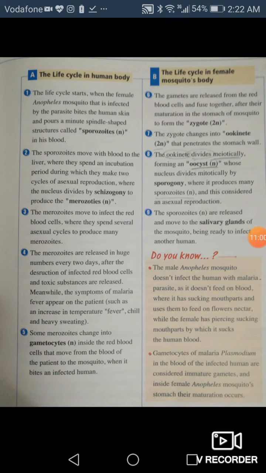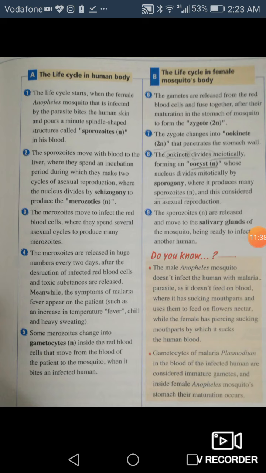The gametocytes are released from the red blood cells, and they are now found in the stomach of the mosquito. In the stomach of the mosquito, we have digestive juices that help in the maturation of the gametocytes to form gametes. So the gametes now will fuse together. They will undergo fertilization and form a zygote, which has 2N genetic material, because N from the male gamete and N from the female gamete form a zygote which has 2N.